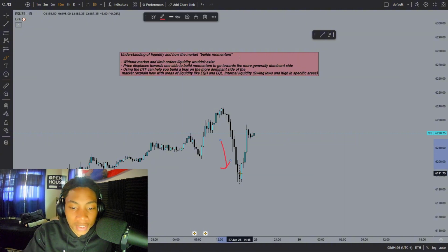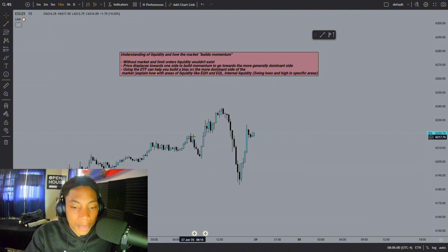This liquidity to the downward side stops people out and builds momentum to go towards the more dominant side, which is bullish in this example. So when we move to the downward side, we're actually stopping people out that took their long positions at this area.